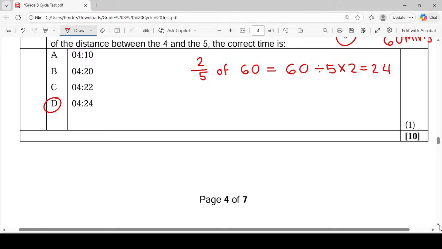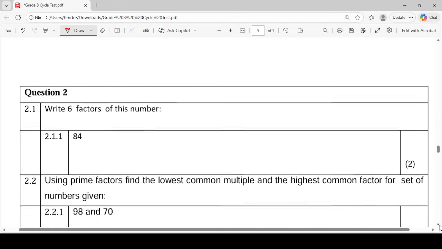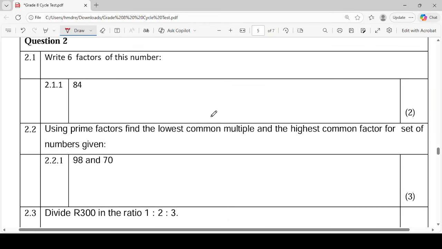So that's all the multiple choice questions. Then we move on to the slightly longer questions. So question 2, write 6 factors of this number. So 84. So let's just break it down like we would in a prime factor tree. I find that's always the easiest because we can just divide by 2 to start. So 84 divided by 2, that's going to be 2 times 42. 42 divided by 2 is 2 times 21. 21, we can break it into 3 times 7.